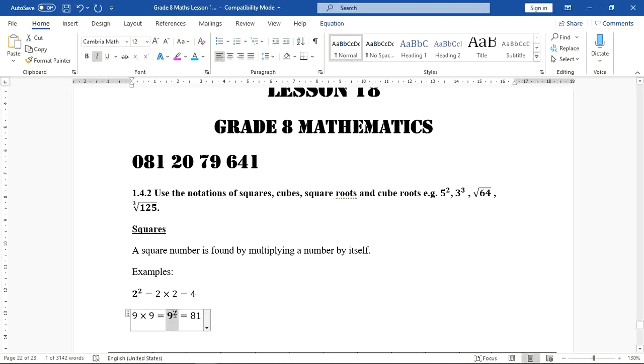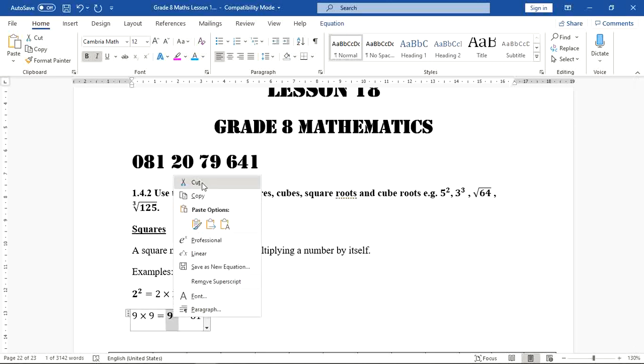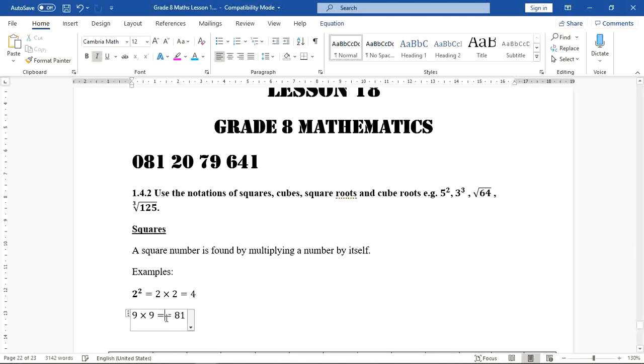Again, let me just cut this here and bring it here. Cut, remove one equal sign, and I bring the power here. There's a reason why we had to do powers first. This is a power of 9 because it's 9 exponent 2. This little 2 on top is telling us that we are going to multiply the 9 twice. So 9 times 9 is going to give us 81, and 81 is a square number. The 9 is the root and 81 is the square number.